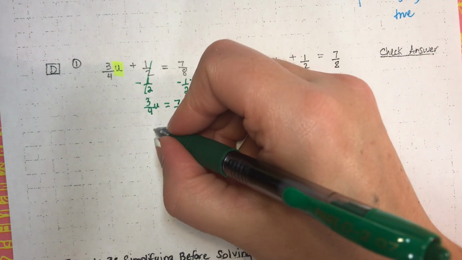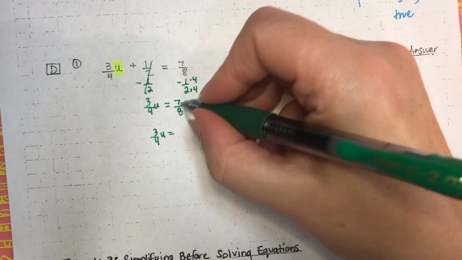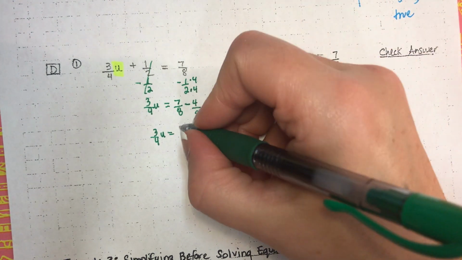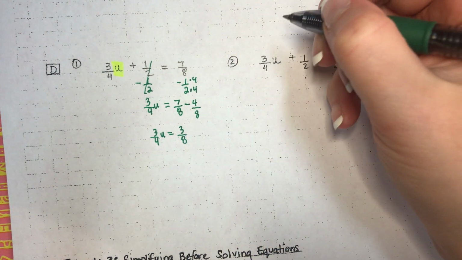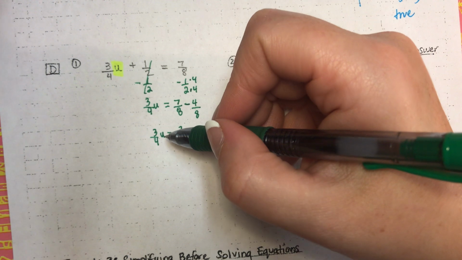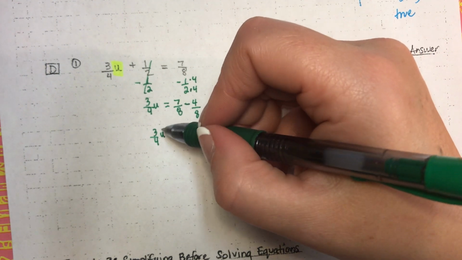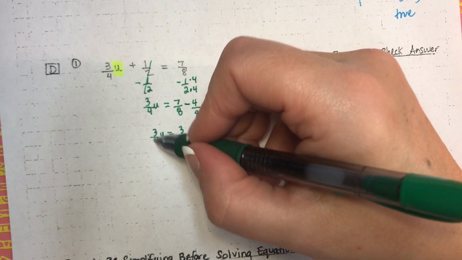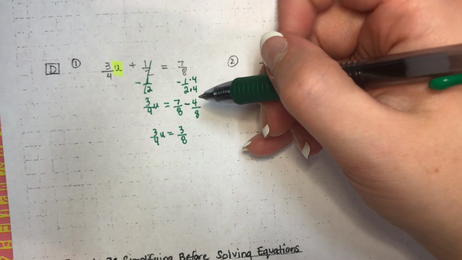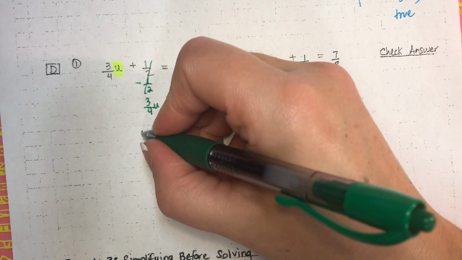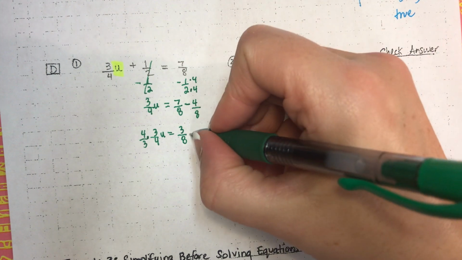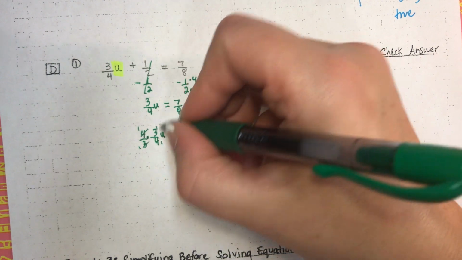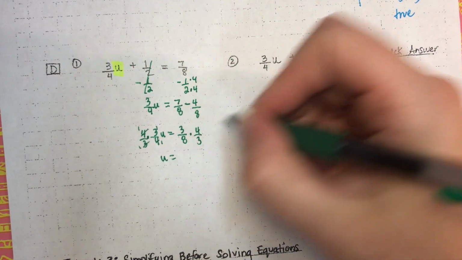Okay. And then we're going to go 3/4 u equals, since we have a common denominator, we just subtract the numbers on top. 7 minus 4 is 3/8. Perfect. Now we're trying to get this u by itself, right? And this u is being multiplied by a fraction. Do you remember what we do when the variable is multiplied by a fraction? Yeah, we multiply by the reciprocal, which would be 4/3 to both sides, because what's really great is they just all cancel out and turn into 1. And then 1 times u is u, and now we have u by itself.